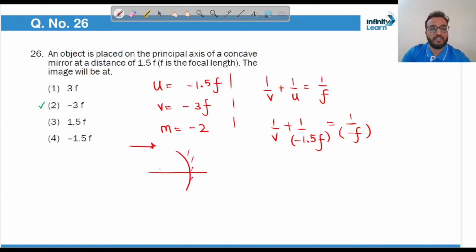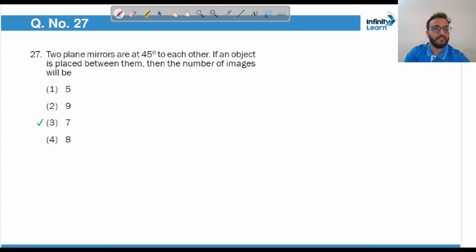And if this is the direction of incident rays, this is the focus, this is the center of curvature, this is the object, everything is measured opposite to the direction of incident rays. That is why we take them negative. So from here v will be minus 3f. Got it? So the answer is given there. Otherwise you just remember this. Now this is the answer.